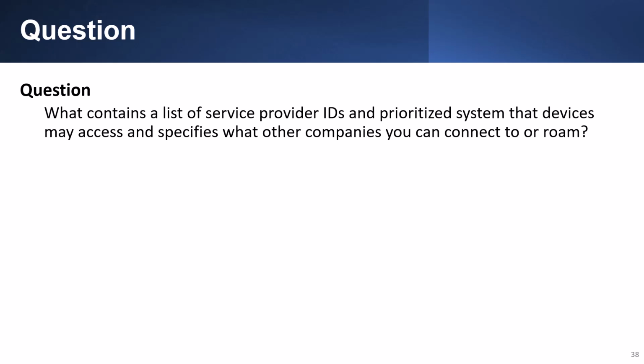Question: what contains a list of service provider IDs and prioritized systems that devices may access and specifies what other companies you can connect to or roam? Answer: preferred roaming list or PRL.